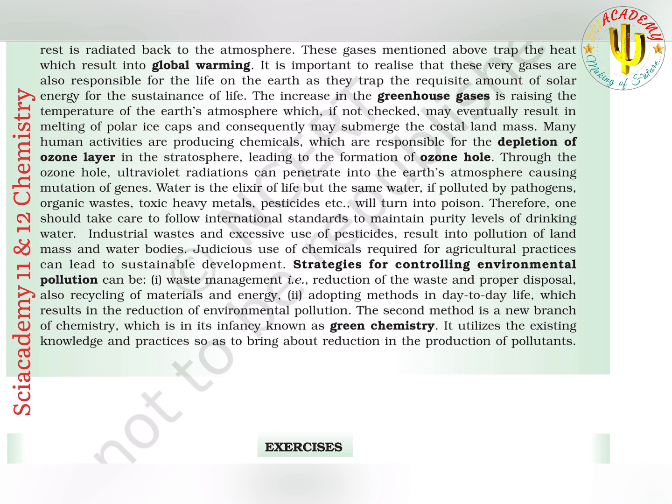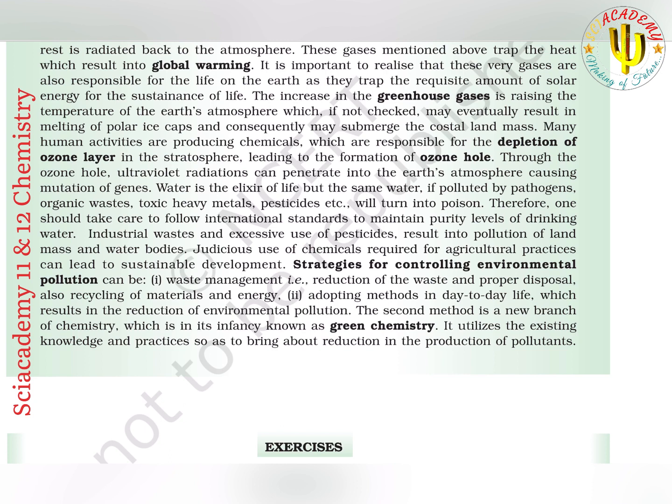Water is the elixir of life, but the same water, if polluted by pathogens, organic wastes, toxic heavy metals, pesticides, etc., will turn into poison. Therefore, one should take care to follow international standards to maintain purity levels of drinking water. Industrial wastes and excessive use of pesticides result into pollution of land mass and water bodies. Judicious use of chemicals required for agricultural practices can lead to sustainable development.